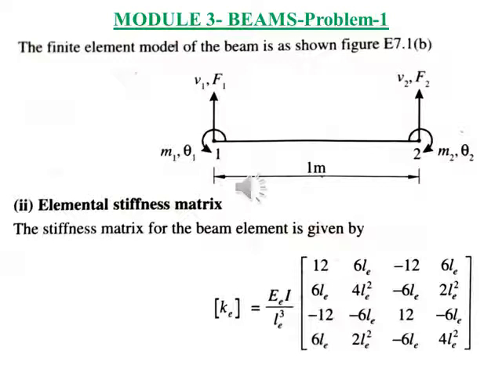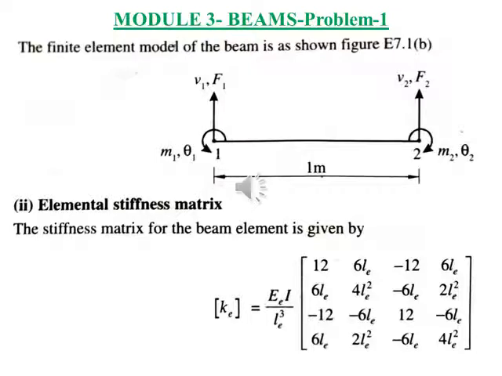So writing down the finite element model of the beam element, we have two nodes, node 1 and 2, 1 meter apart. So at node 1 we have mu1, theta 1 and at node 2 mu2, theta 2, with forces f1, m1 at node 1 and f2, m2 at node 2.